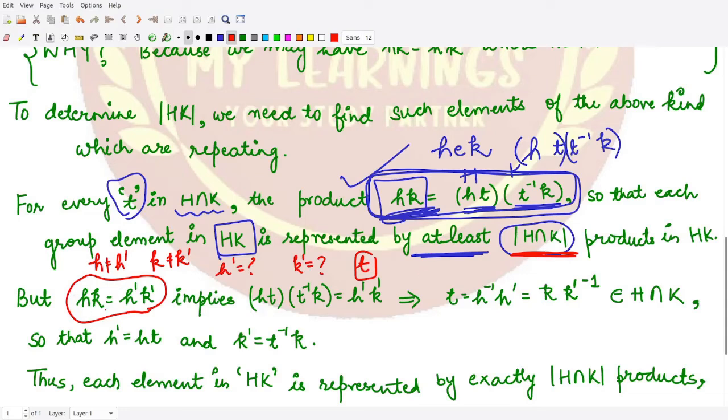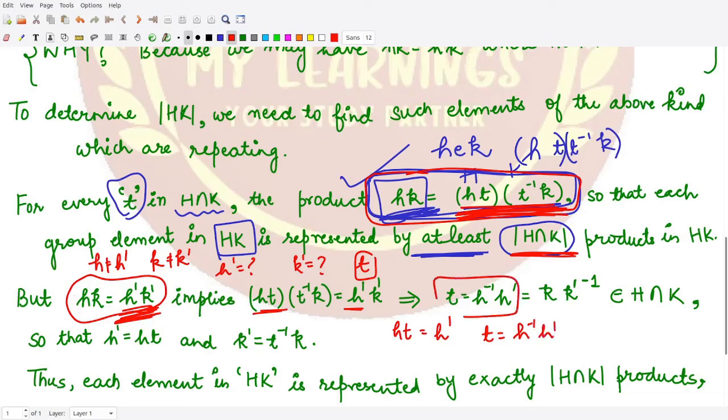Now we are assuming HK is equal to H dash K dash. We also have HK is equal to HT and T inverse K. So it implies that the right hand side, HT T inverse K, is equal to H dash K dash. From here you see this thing is equal to this thing. This gives you HT is equal to H dash. From here we obtain the value of T as H inverse H dash.